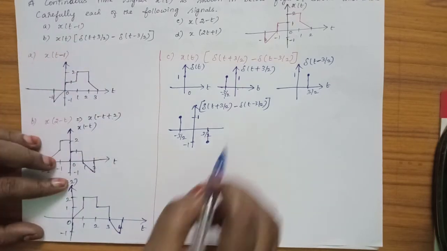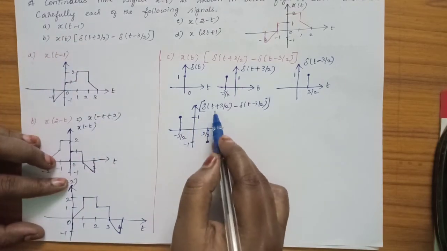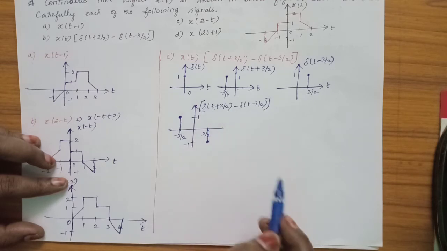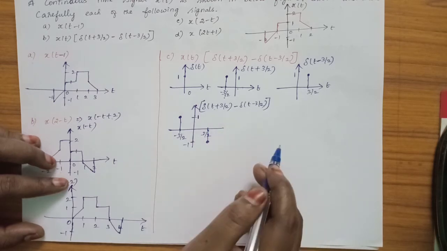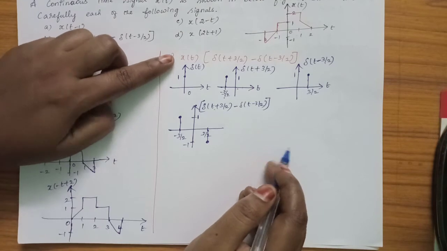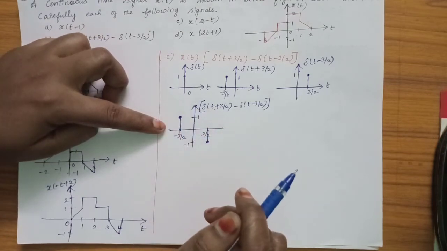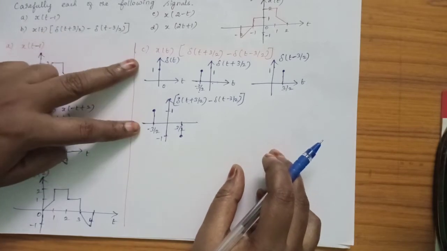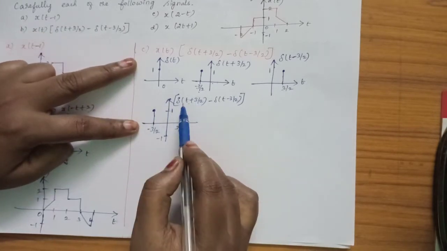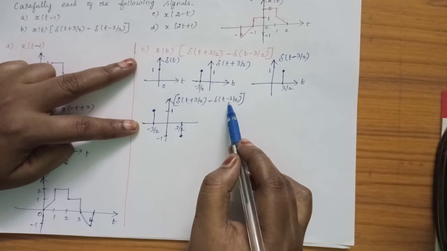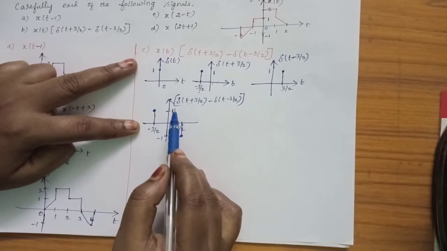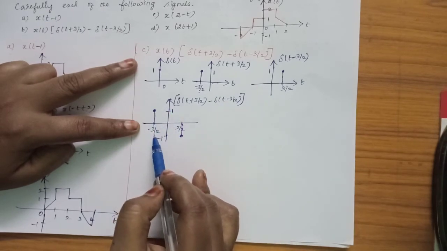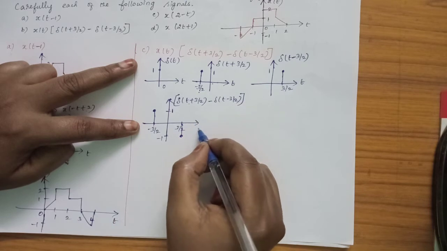Okay, so this is the del of t plus 3 by 2 minus del of t minus 3 by 2. So now we need to multiply x of t with the resultant signal. Okay, so if I multiply x of t with the signal del of t plus 3 by 2 minus del of t minus 3 by 2, the signal is present only at t equal to minus 3 by 2 and t equal to plus 3 by 2.